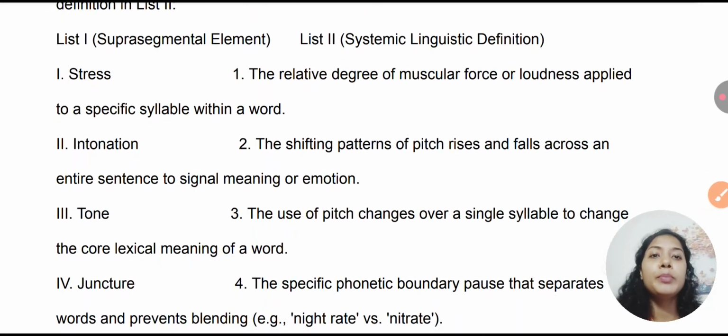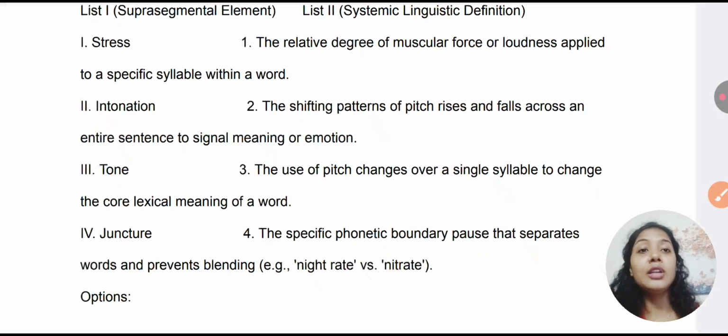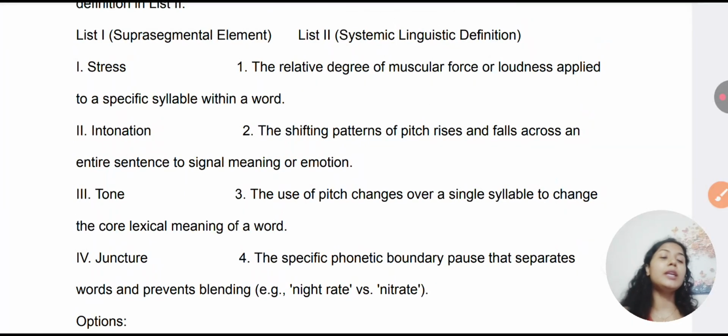A very supra-segmental and systematic linguistics. Stress, intonation, tone and juncture. Very important. अगर चाहो भी तो मैं skip नहीं करना चाहती हूँ इस question को. It's getting time. Class भी upload करना है. So there is a stress, intonation, tone and juncture.